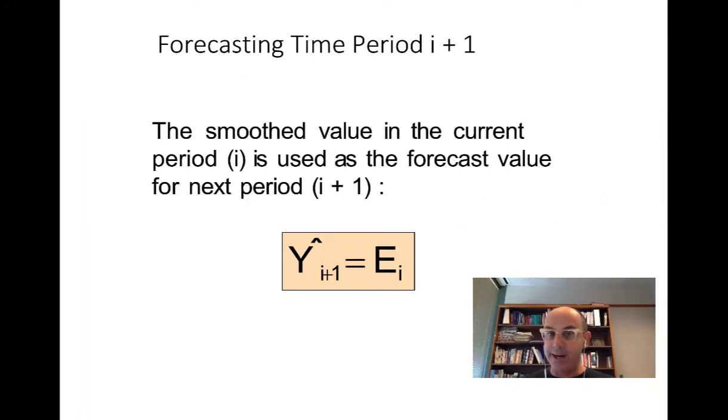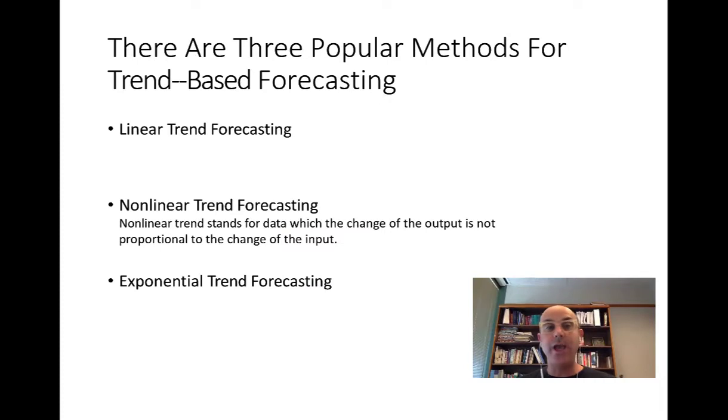When we do a forecast time period, we often talk about I plus 1. So the smoothed value of the current period, I, is used to forecast the value for the next period, which is I plus 1. So in this context of the Y and the E, this is where we add the components of the I and the I plus 1 into our equation.